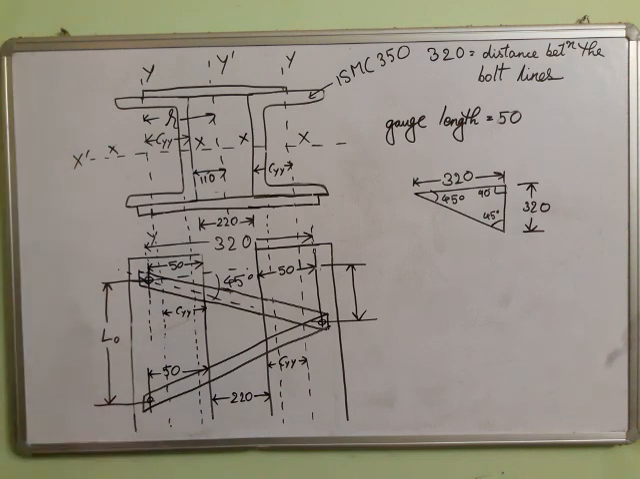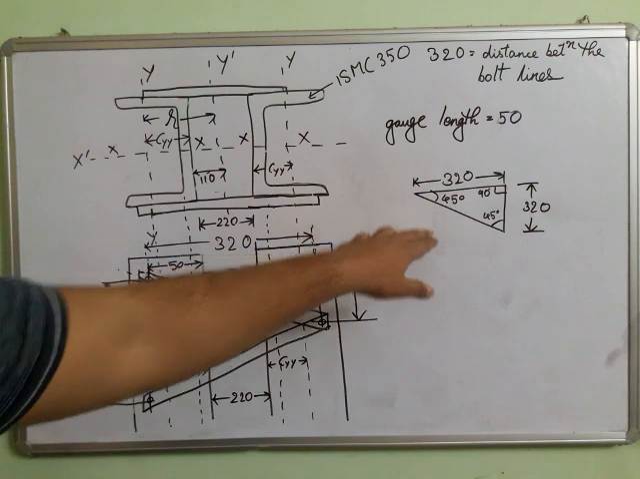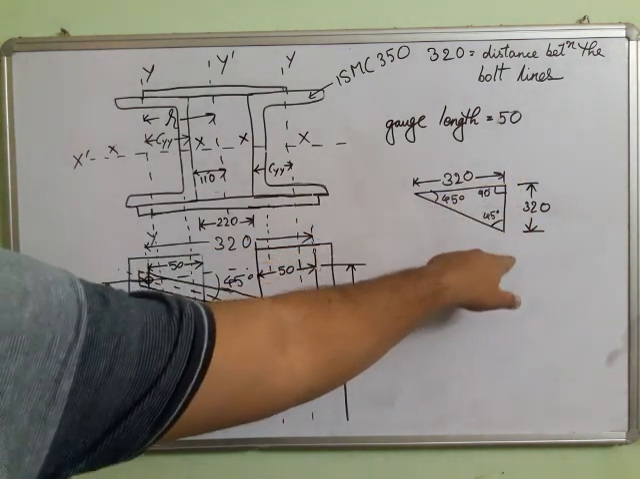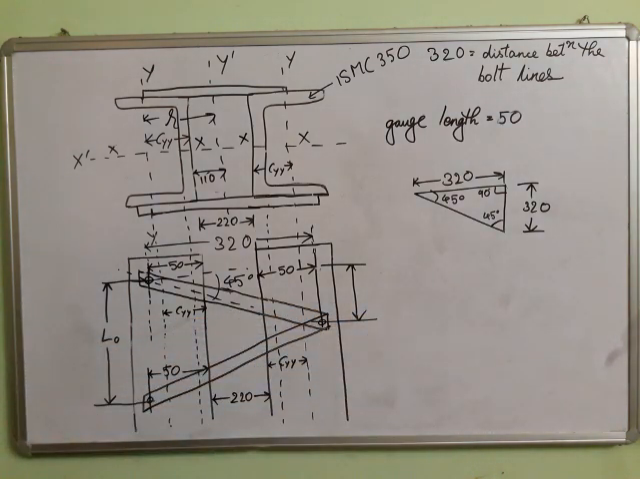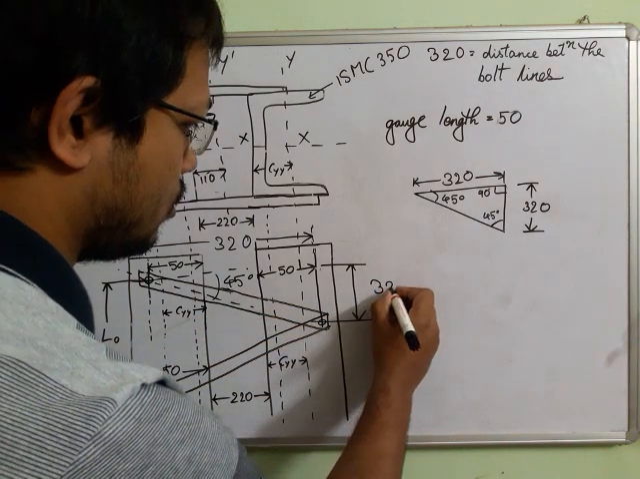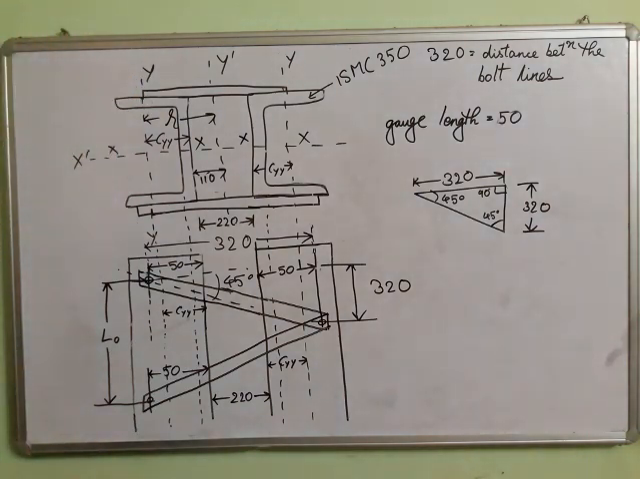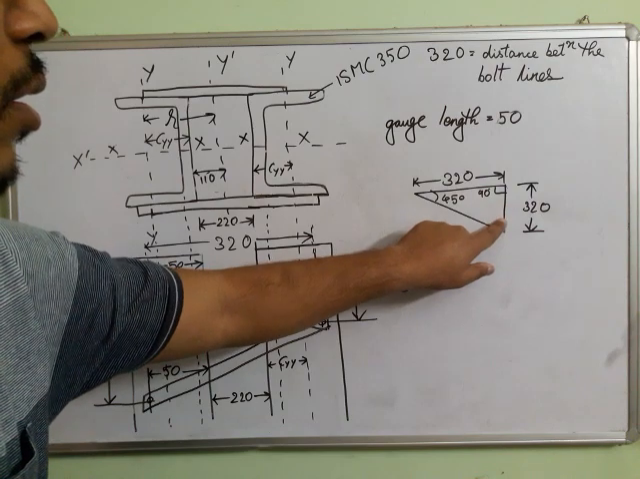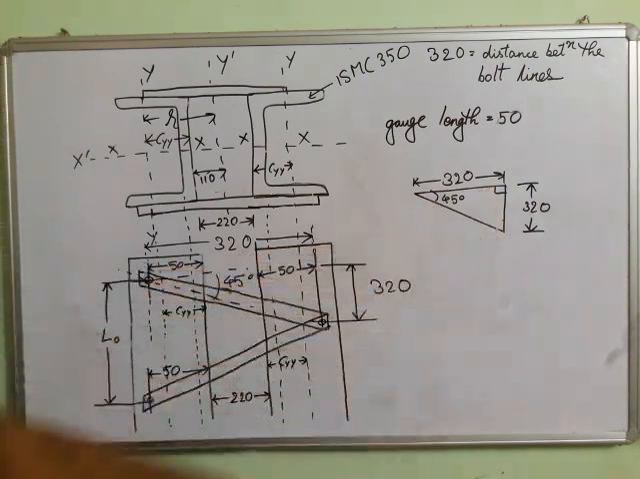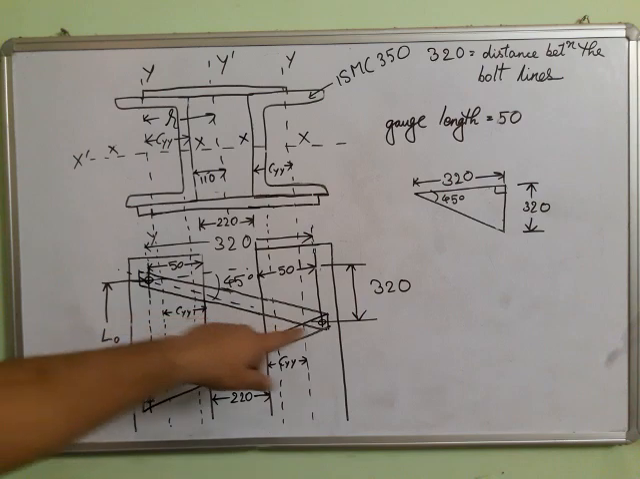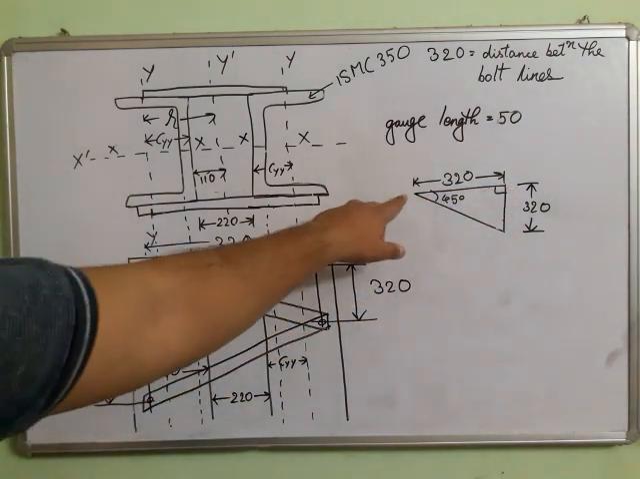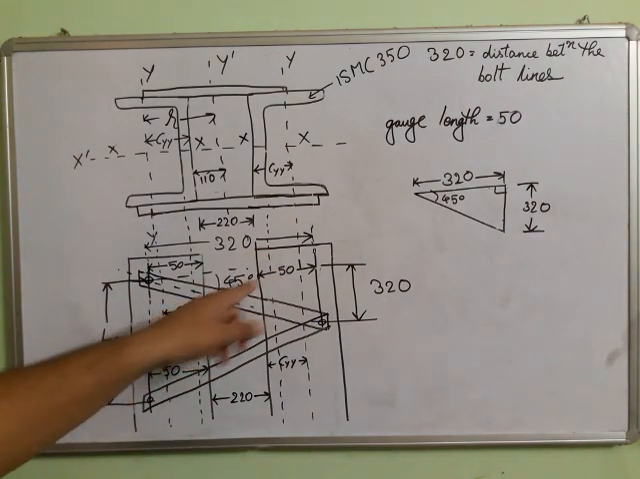So this is simply geometry. If this is 45 degree and this is obviously 90 degree, and this is 45, so this is 320 and obviously this will be 320. So you can write it here. I'm repeating again. In this triangle, this point is this one, this point is this one, and this point is this one. So now this is 45 degree.